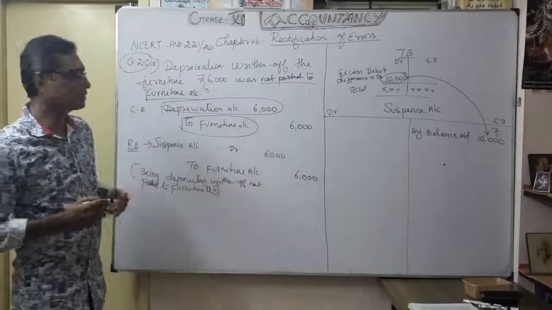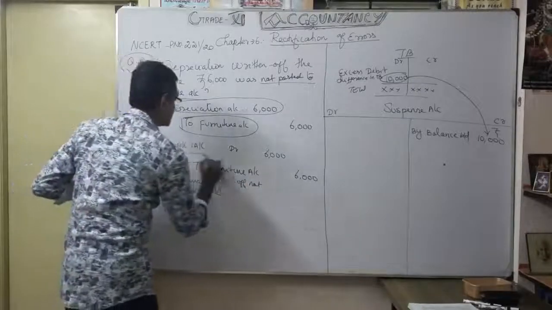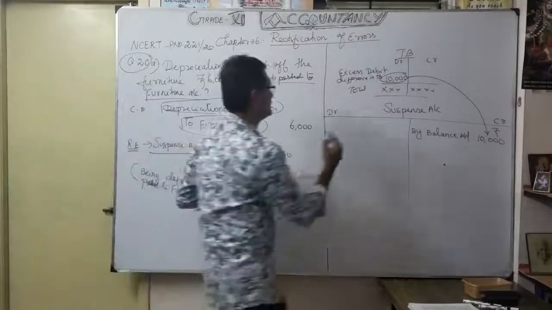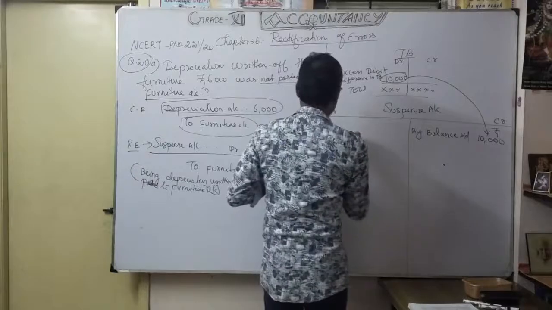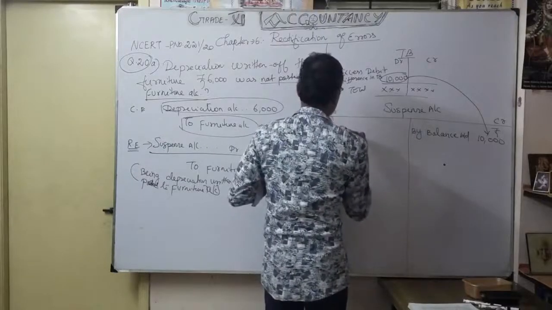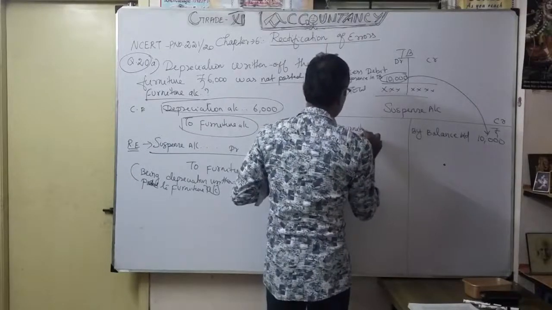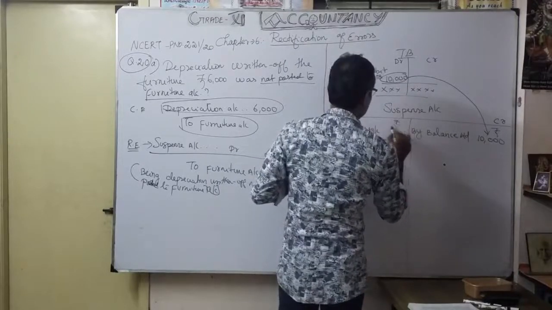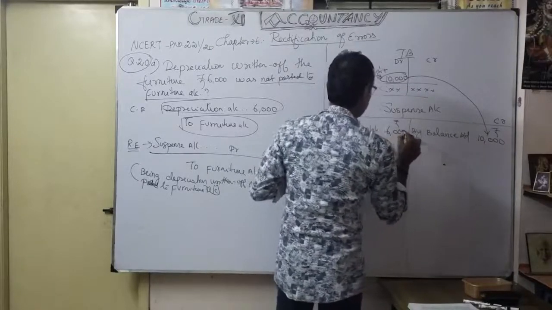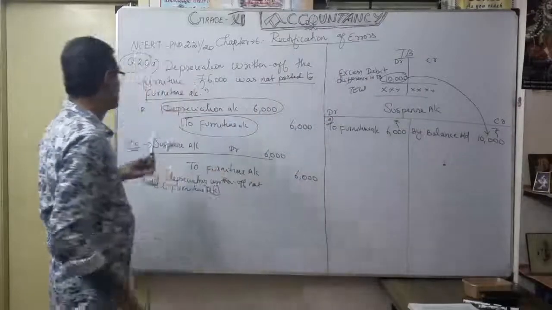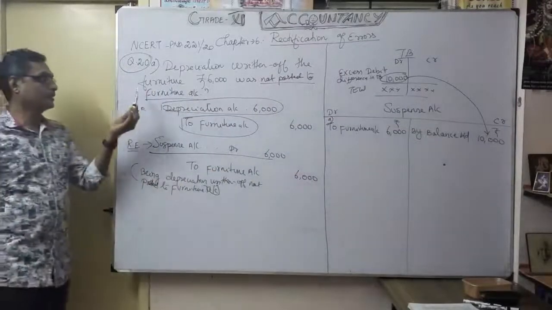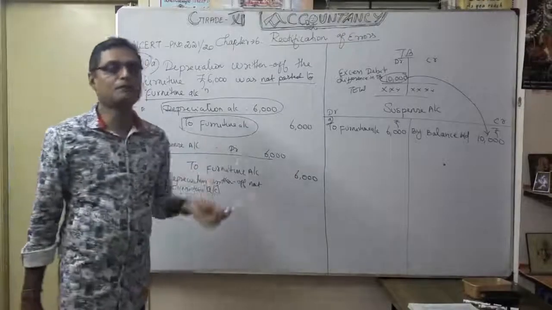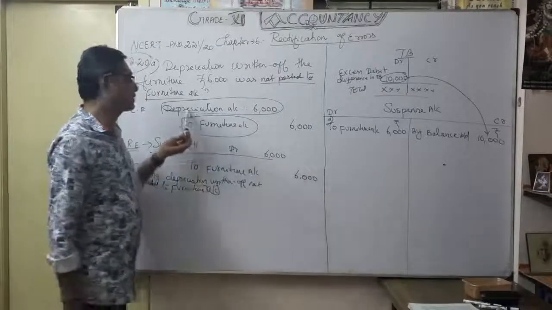Now what is a suspense account? As a base, how do we do the posting? We consider the suspense account as a base. So to furniture account, already open furniture account. This is A, isn't it? To furniture account. So based upon the suspense account, we have done 6,000. That is our first transaction. Depreciation now written off: they not only failed to post in the furniture account, but also not in the debit side of depreciation account.